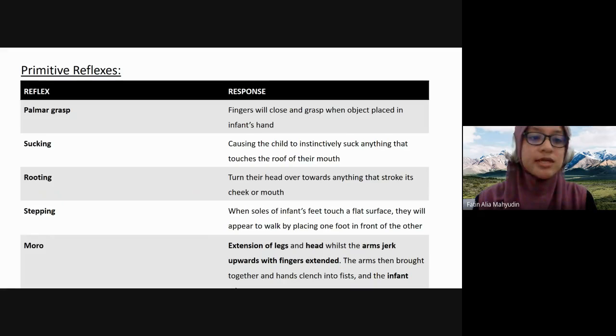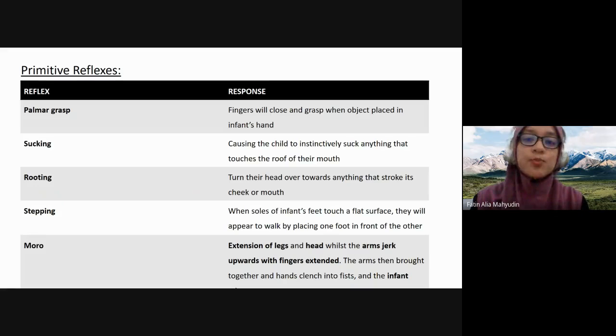The next one is the sucking reflex, which causes the child to instinctively suck anything that touches the roof of their mouth. For the rooting reflex, they will turn their head towards anything that touches their cheek or mouth. We can clearly see sucking and rooting reflexes during breastfeeding. Stepping reflex is when the soles of the infant's feet touch a flat surface, they will appear to walk by placing one foot in front of the other.